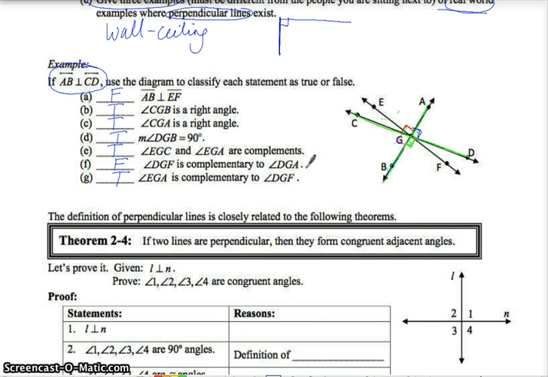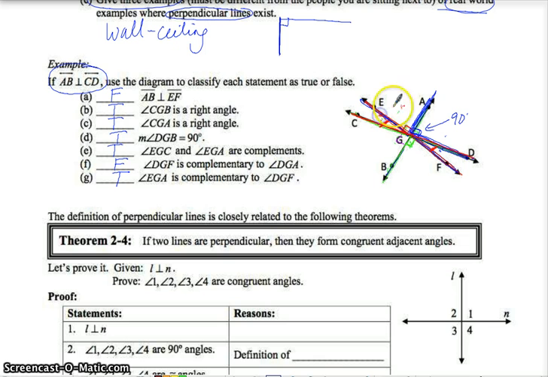Is DGF complementary to DGA? Well, no, DGA in itself is 90 degrees, so these 2 add up to more than 90 degrees, therefore they are not complementary. And finally, is EGA complementary to DGF? Well, yes. Why? Because these 2 angles right here are vertical angles. And we know vertical angles are congruent.